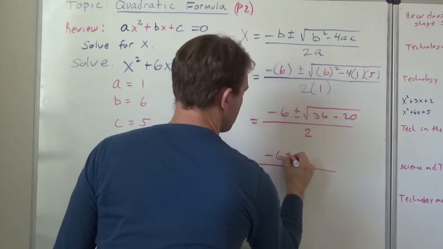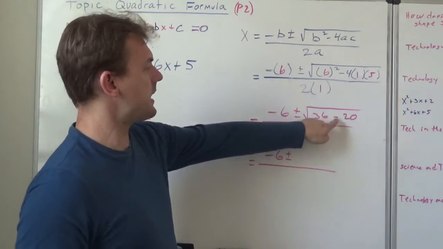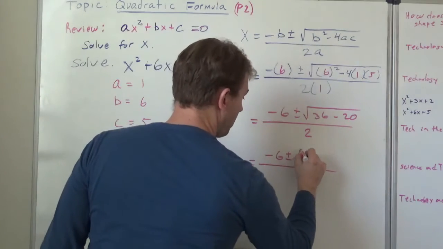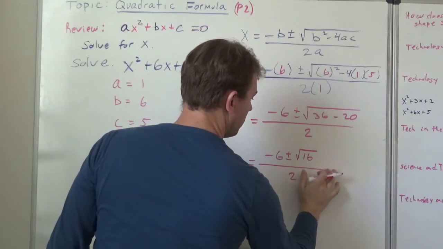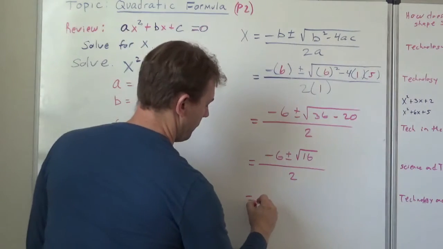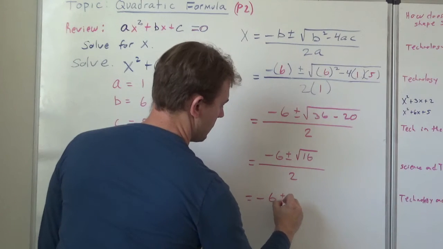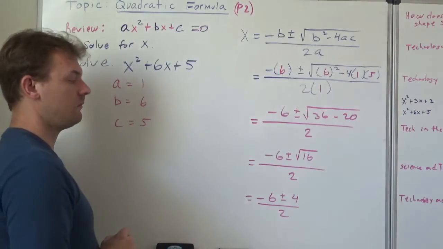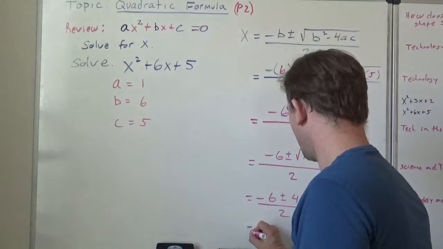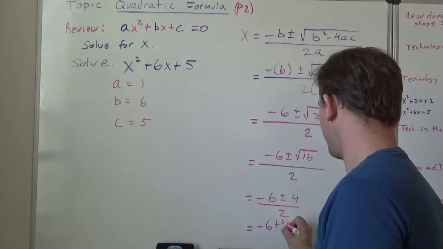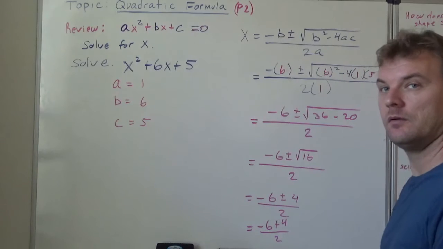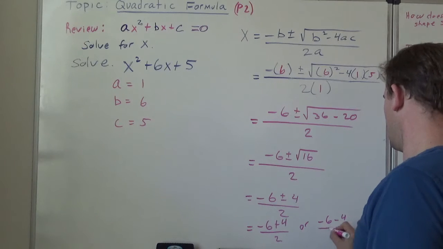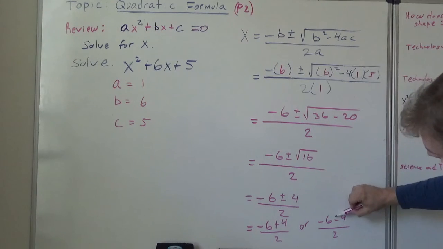Minus 6 plus or minus 36 minus 20. That's going to be 16 over 2. Minus 6 plus or minus 4 over 2. The square root of 16 is 4. So minus 6 plus 4 divided by 2, or minus 6 minus 4 divided by 2. Remember, your minus, positive.